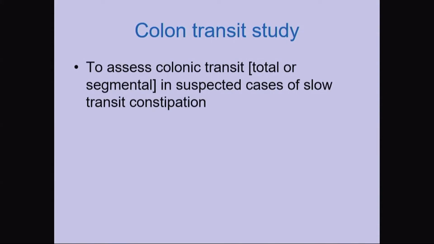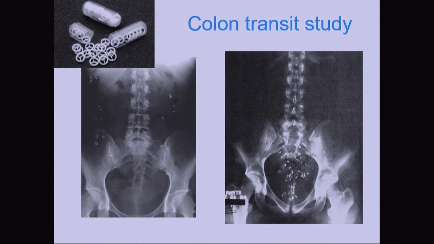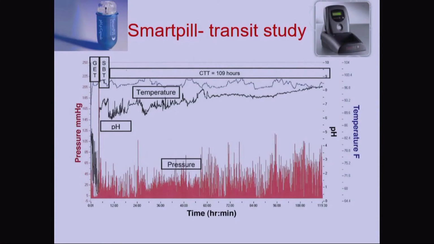In colonic transit study, we assess total and segmental transit times in patients who are suspected to have slow transit constipation. We have two methods of doing it. One is the traditional marker study. Of course, we need children who can swallow the capsules with the markers, and we look at where there is a holdup, whether the holdup is in the body of the colon or in the rectosigmoid, as in patients with obstructive defecation. We now have something known as a smart pill.